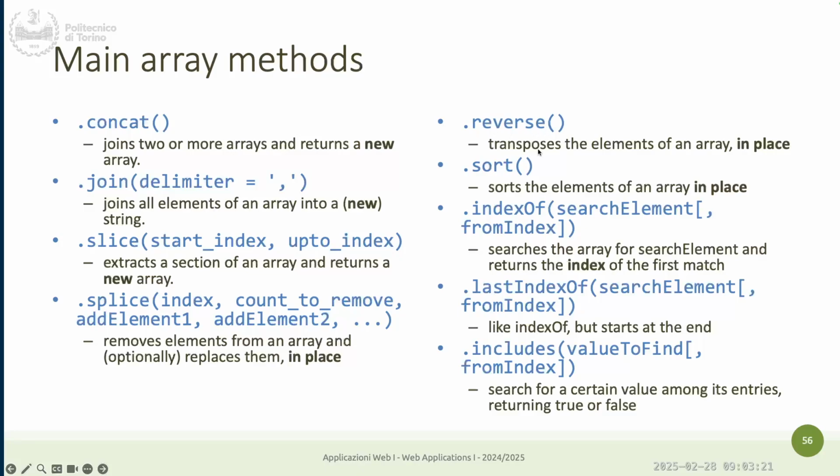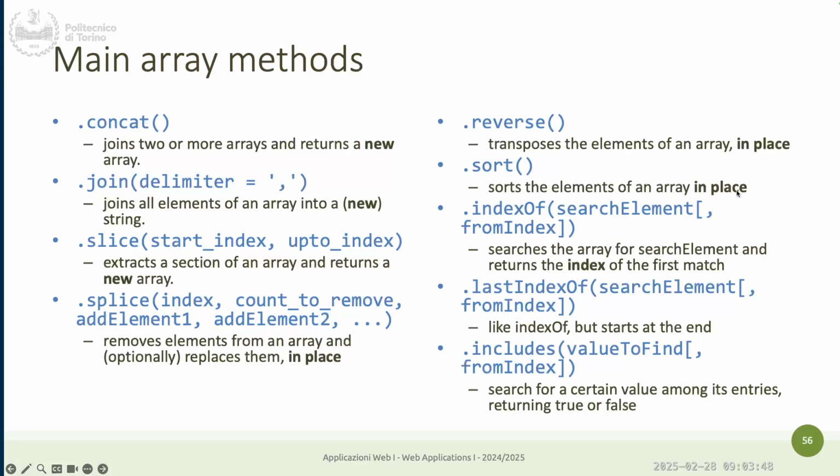But, well, reverse also transposes the elements in an array in place, so it will just reverse the elements, where the first element becomes the last, and so on. Not very useful. Sort is useful, but we must be careful. It sorts the elements of an array in place.